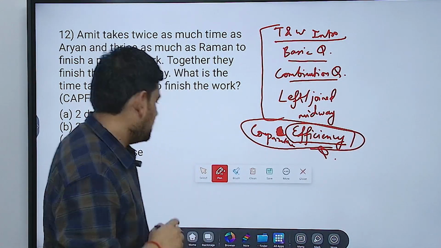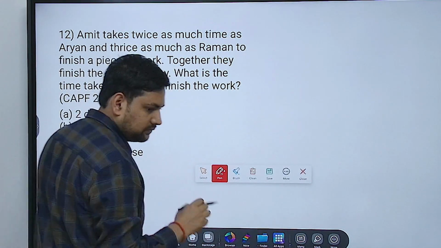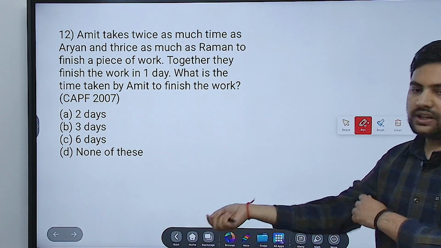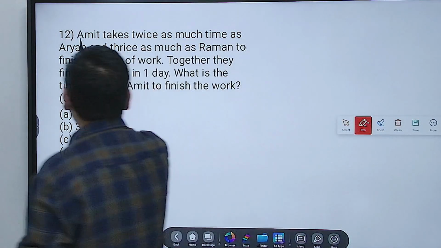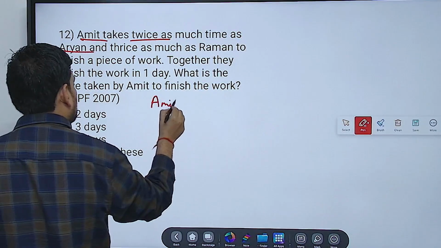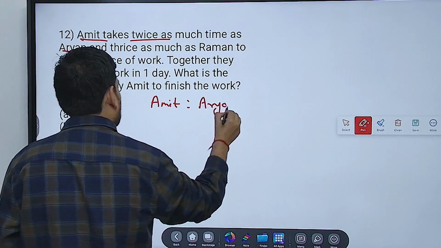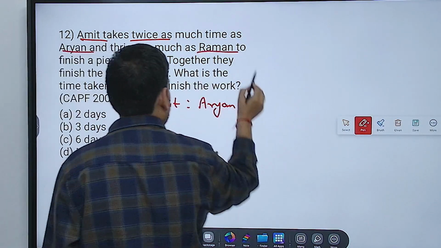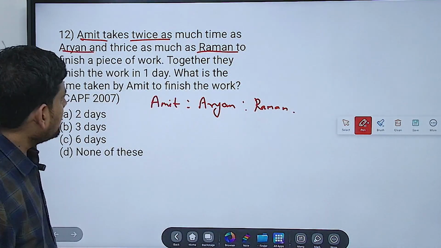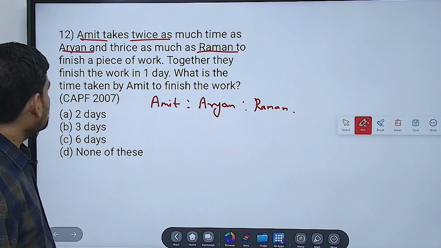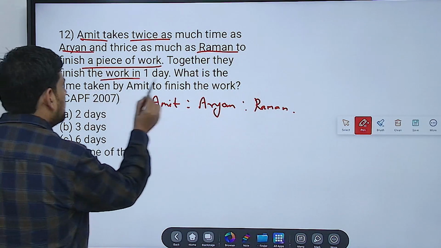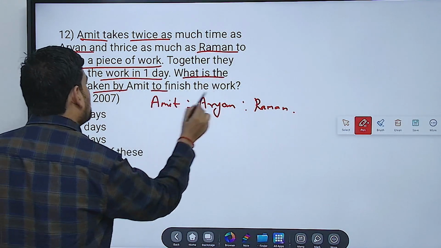Okay, let's get started. Amit takes twice as much time as Aryan. If this is Amit, this is Aryan, and there is another person called Raman. Amit takes twice as much time as Aryan and thrice as much time as Raman to finish a piece of work. Together they finish the work in 1 day. What is the time taken by Amit to finish the work?